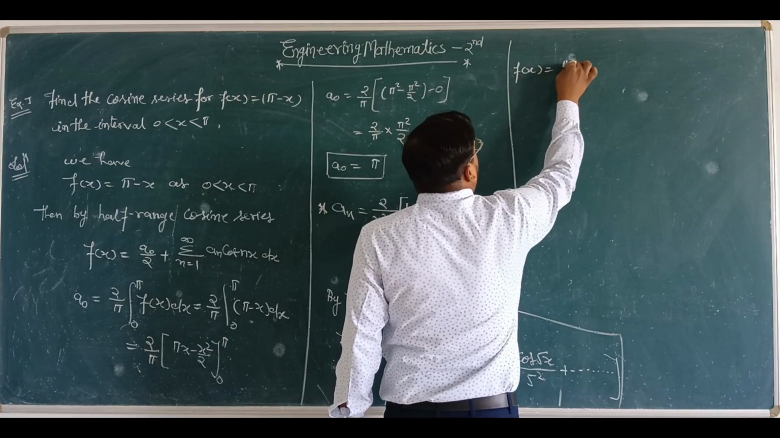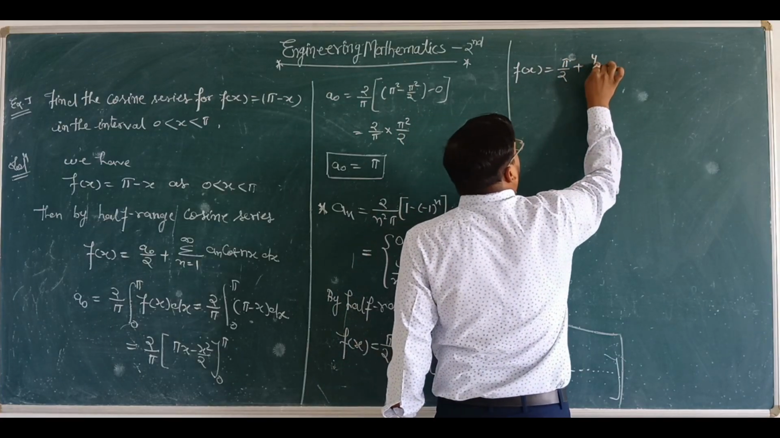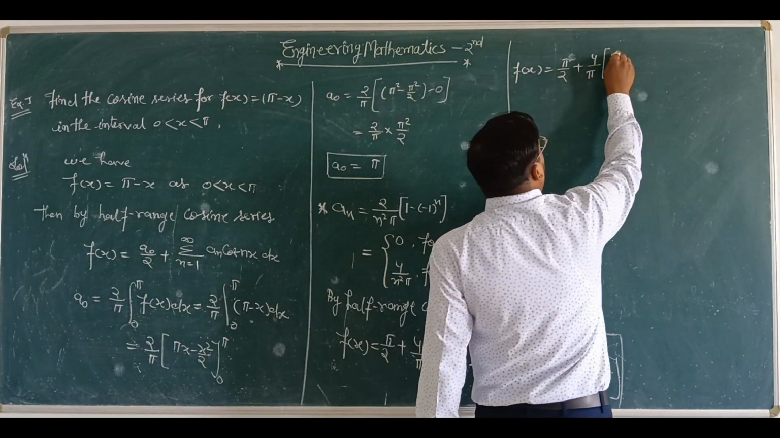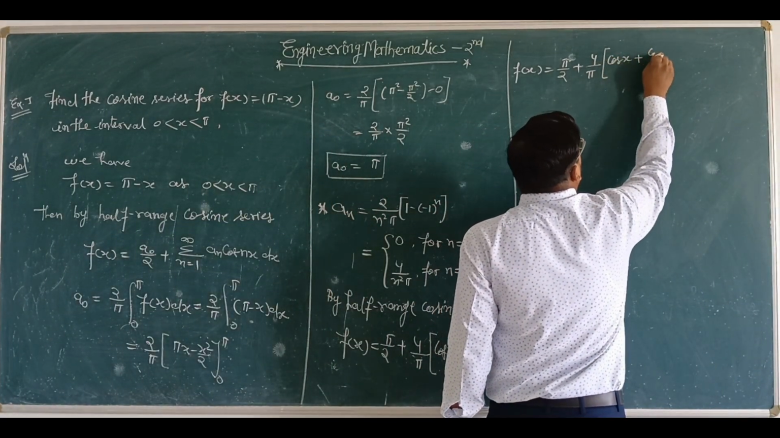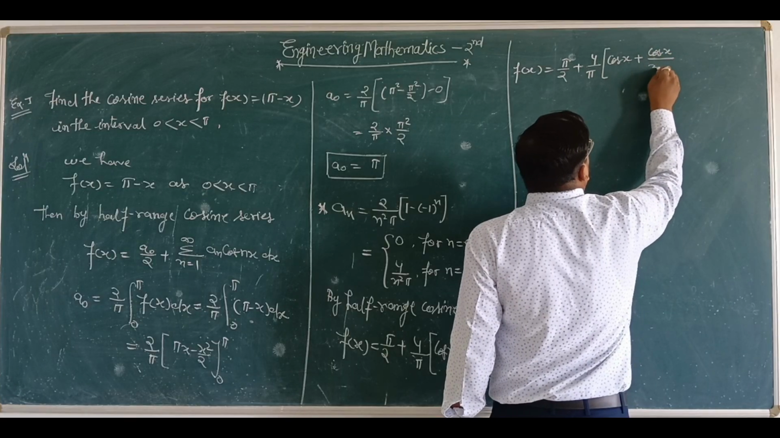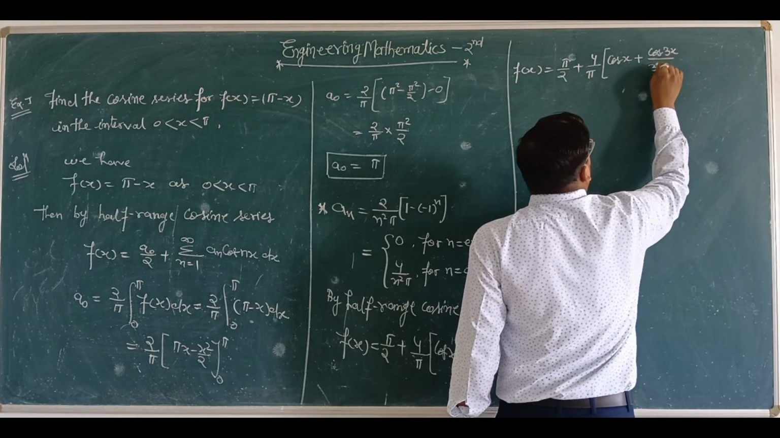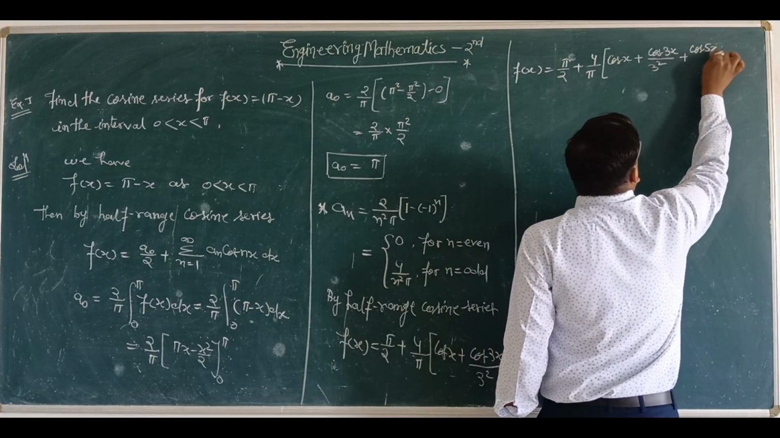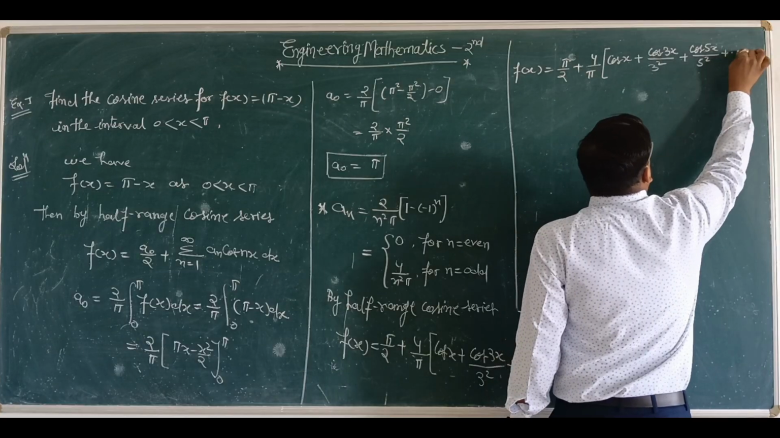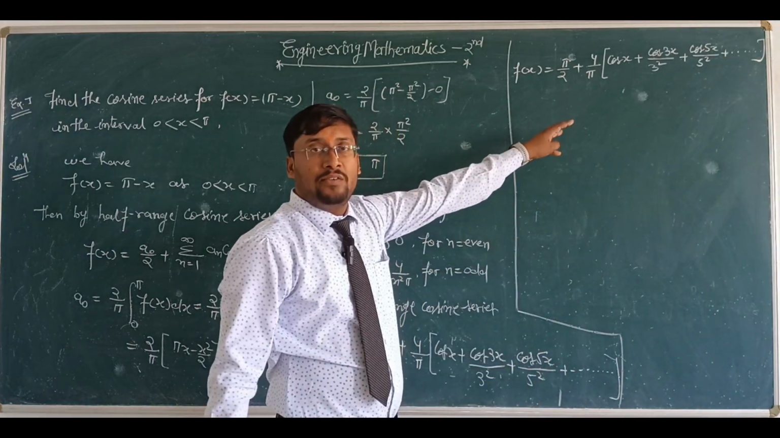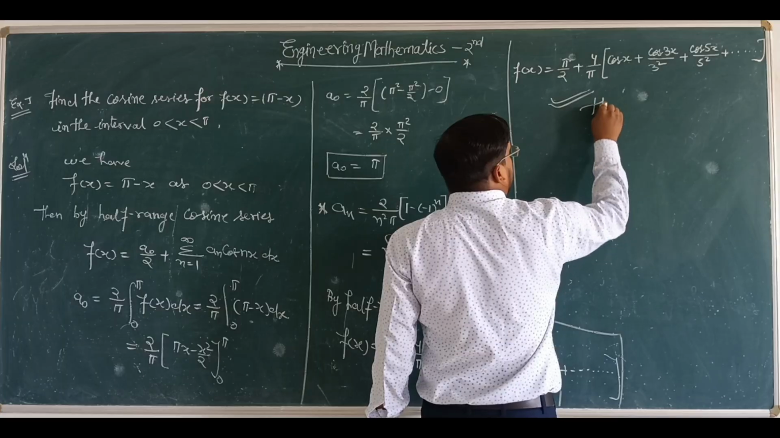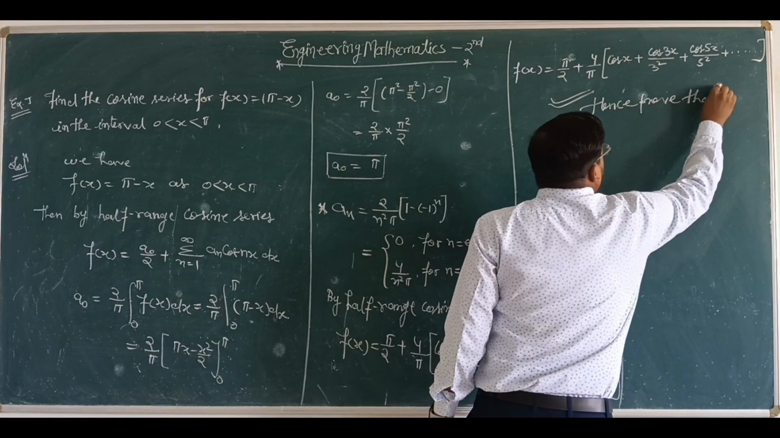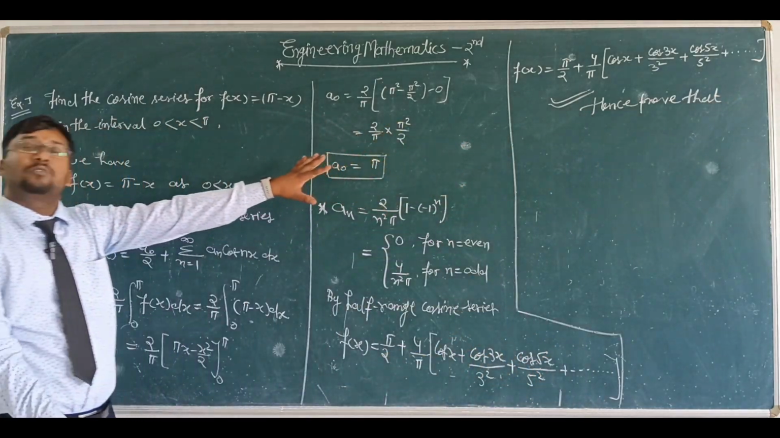Now you can write f(x) is equal to pi by 2 plus 4 upon pi bracket cos x plus cos 3x total upon 3 to the power 2 plus cos 5x upon 5 to the power 2 and so on. This is your final answer. Hence, proved that this is the value of the half range cosine series.